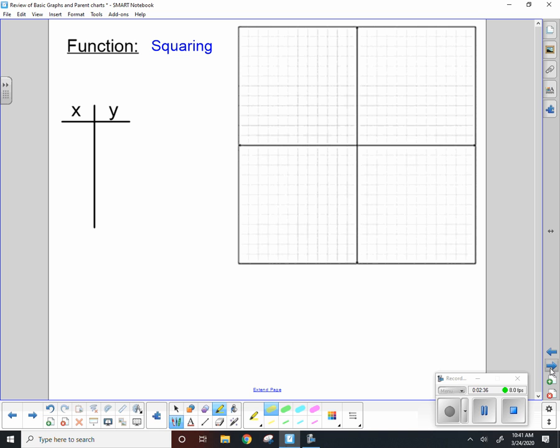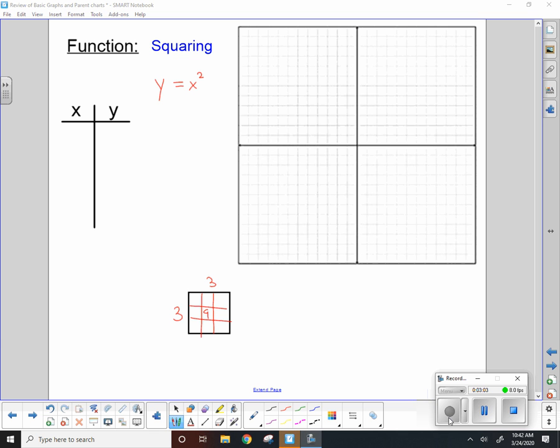So our second function is the squaring function, right? Or x to the second power. Remember that the reason we call it the squaring function is because if you take a number times itself, 3 times 3, it gives you the area of that square. So that's why we say we're squaring it. So our squaring function, y is equal to x times itself, or to the second power.